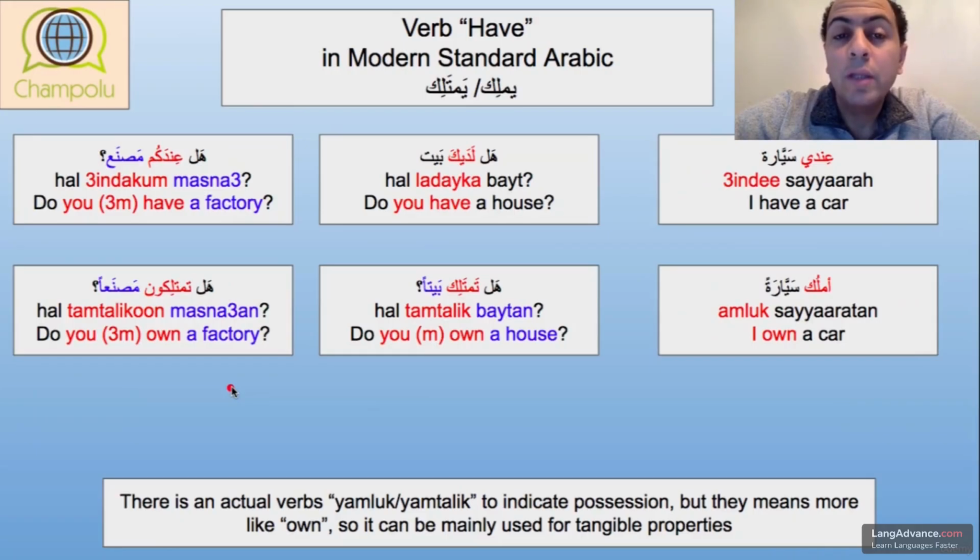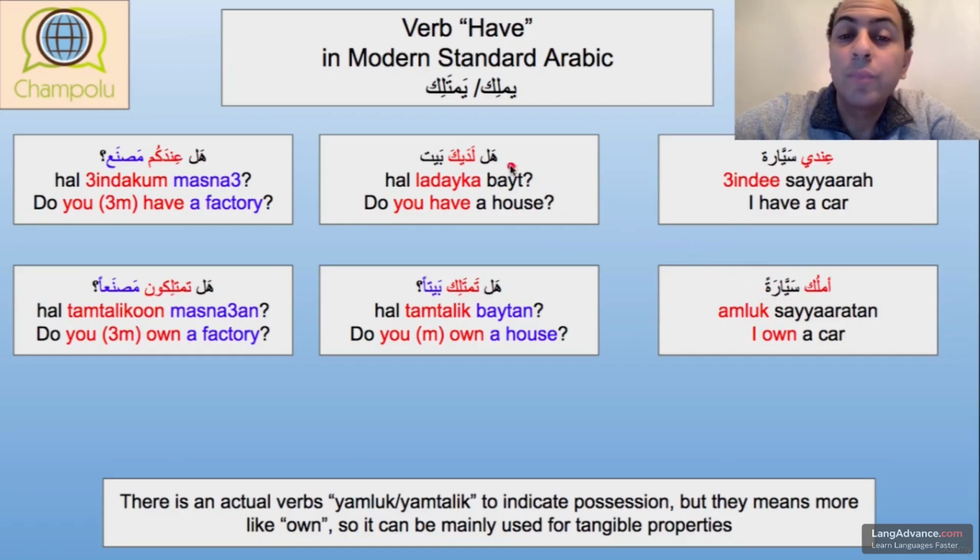In addition to عند and لدى, there is actually a verb called يملك or يمتلك, which is used only in the condition that we possess or own something. So for example, when we say عندي سيارة, meaning that I own a car, I can either say عندي سيارة, I have a car, or I can say أملك سيارة, I own a car.